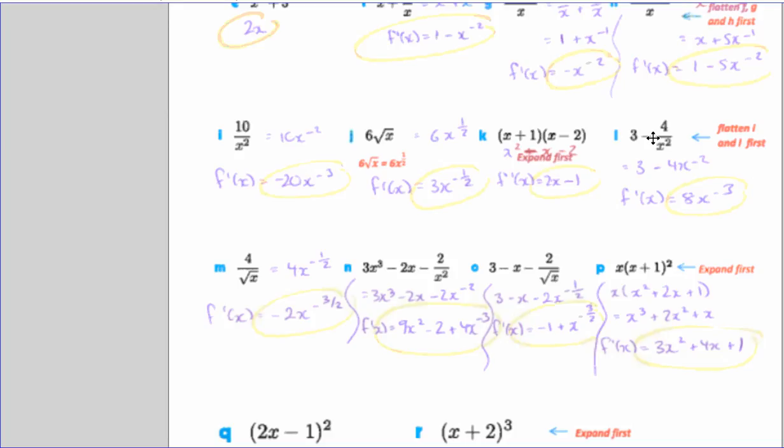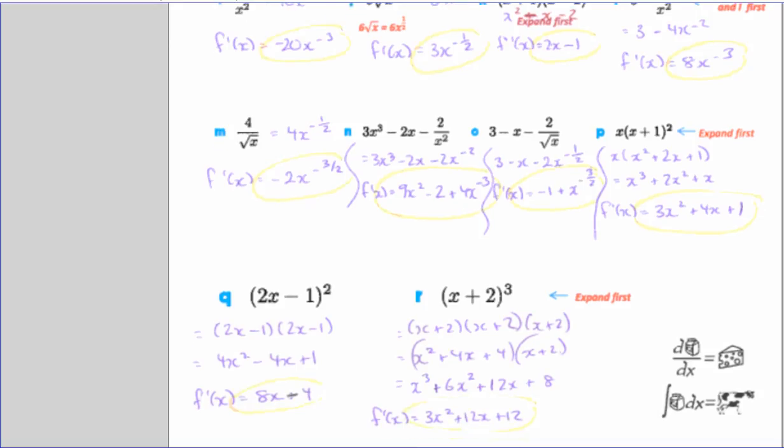We've got to flatten this one first, so the original function now is just 3 minus 4x to the power of negative 2. Constant term, so it becomes 0. So calculus step, you'll just get negative 2 times negative 4 is positive 8. X, negative 2 minus 1 is to the power of negative 3. Let's keep going.